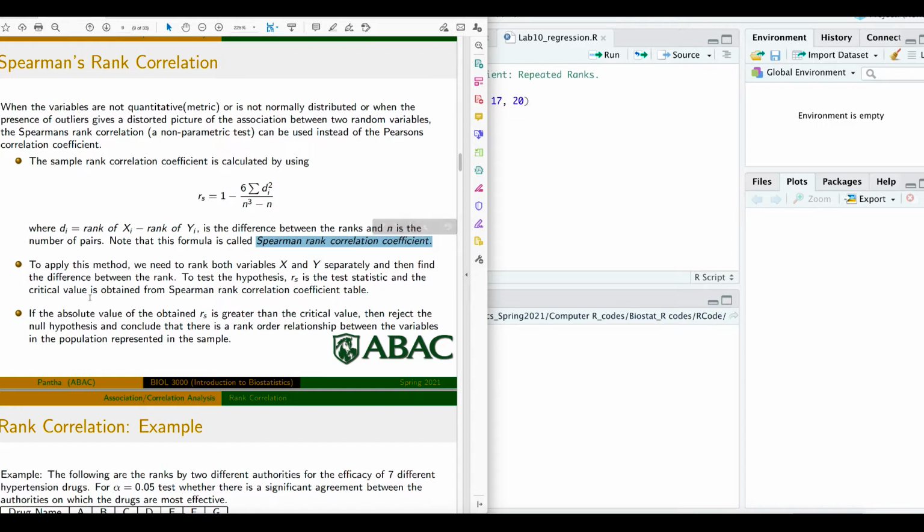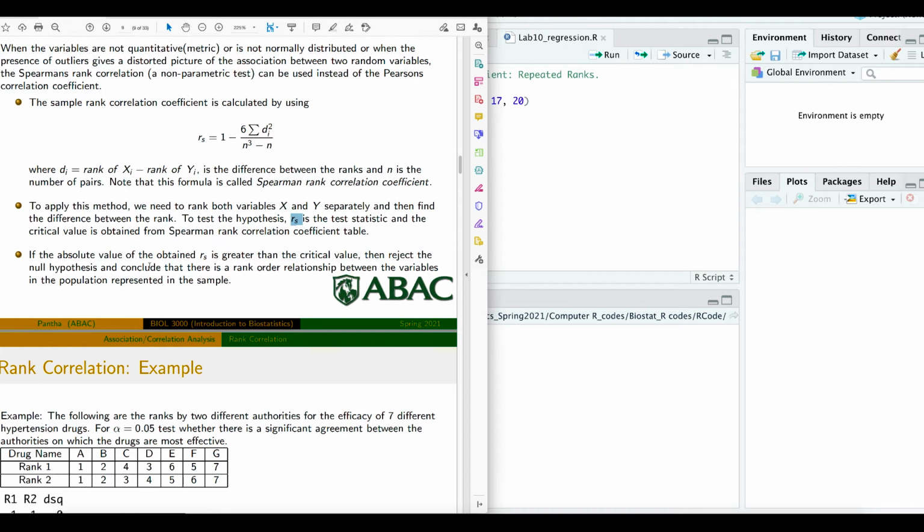To apply this method, we need to rank both variables x and y separately and then find the difference between the ranks. To test the hypothesis, r sub s is the test statistic, and the critical value is obtained from the Spearman rank correlation coefficient table. If the absolute value of the obtained r sub s is greater than the critical value, then reject the null hypothesis and conclude that there is a rank order relationship between the variables in the population represented in the sample.